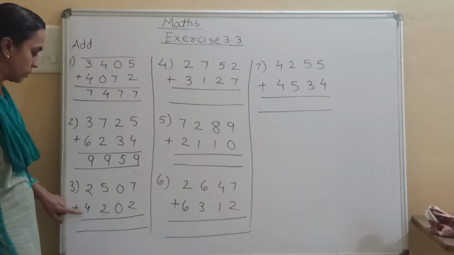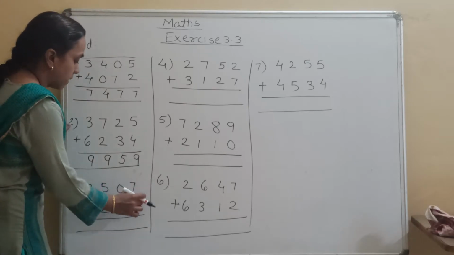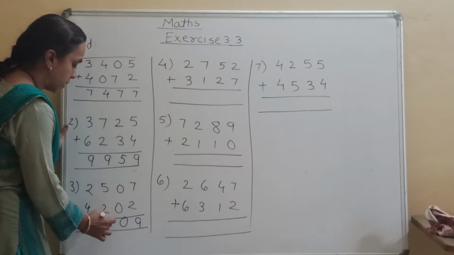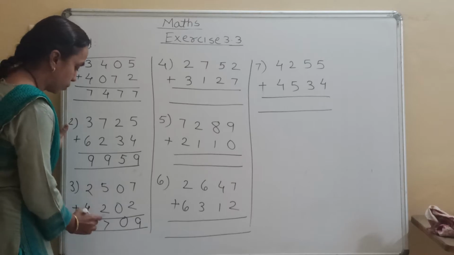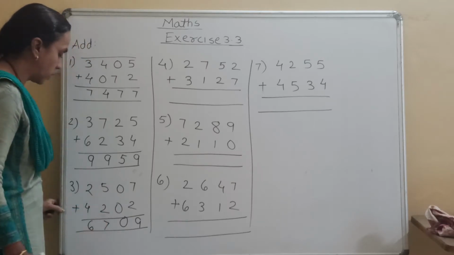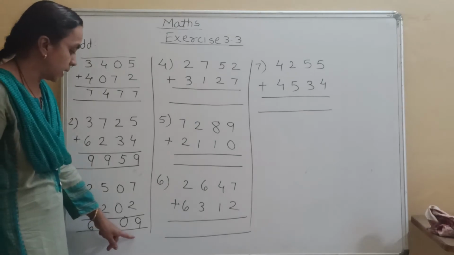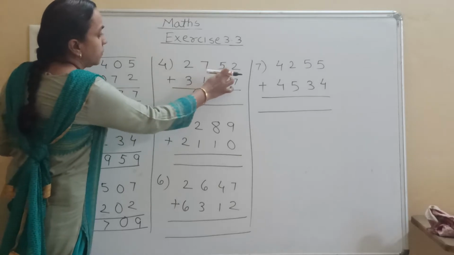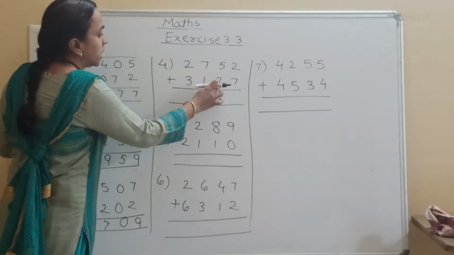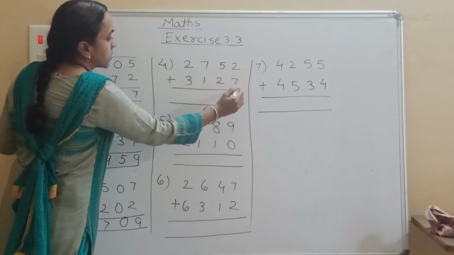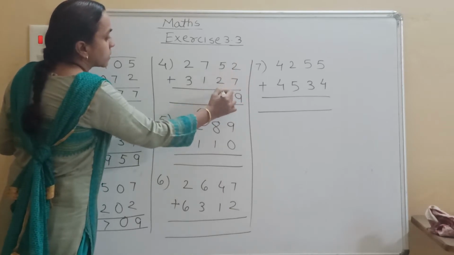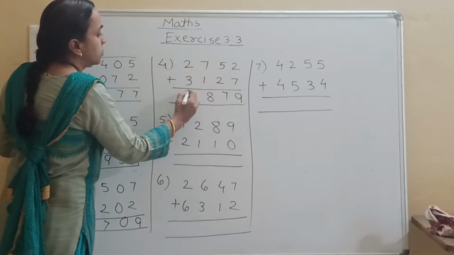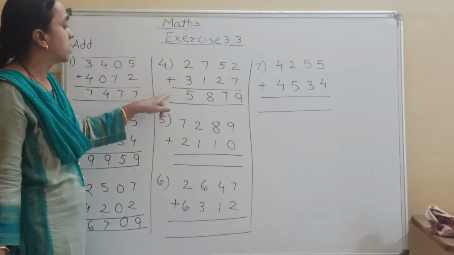2507 plus 4202. 7 plus 2, 9. 0 plus 0, 0. 5 plus 2, 7. 4 plus 2, 6. So answer is what? 6709. Now see fourth example, 2752 plus 3127. 7 plus 2, 9. 5 plus 2, 7. 7 plus 1, 8. 3 plus 2, 5. So answer is what?